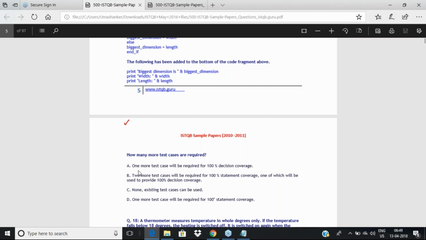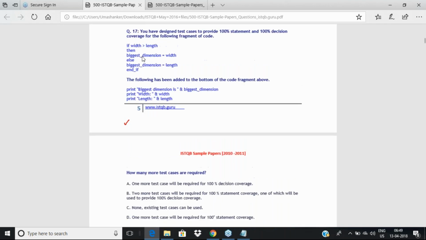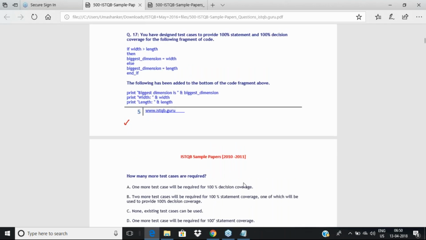Okay, let's go one by one. How many of you think A is the answer for this? Do you think A is the answer? One more test case is required for 100% decision coverage, because there are no decisions added at the end. It's all through print statements. Decision coverage, and it says you have already completed it, right? So A will not be the answer for sure. Agree? Team, are you guys with me?